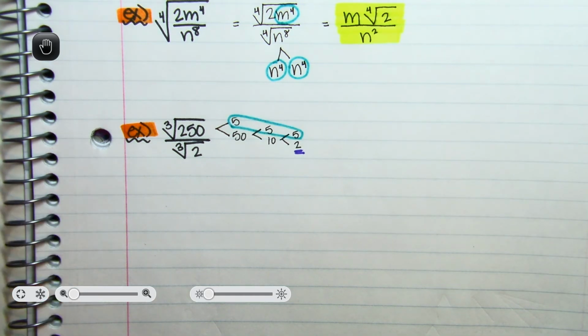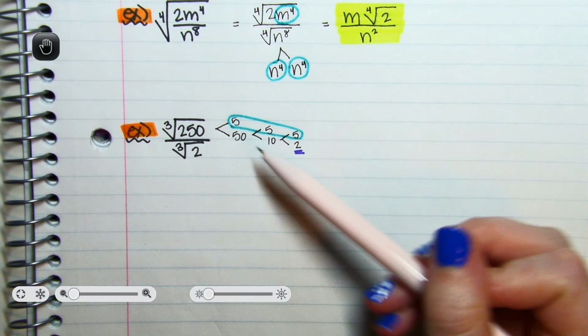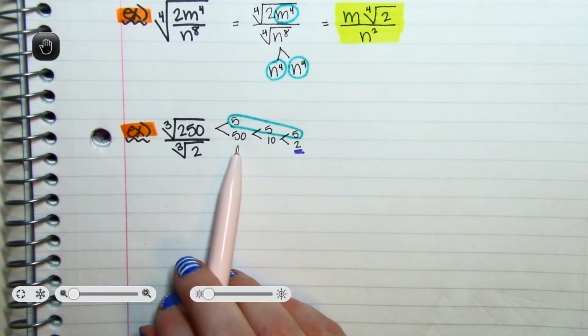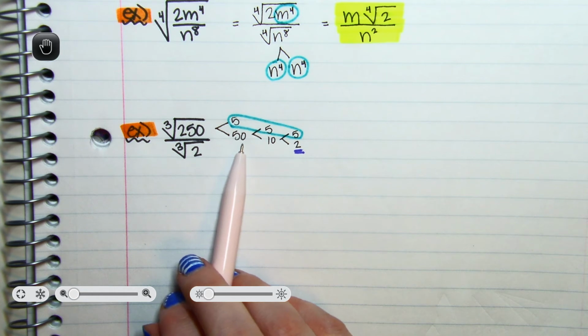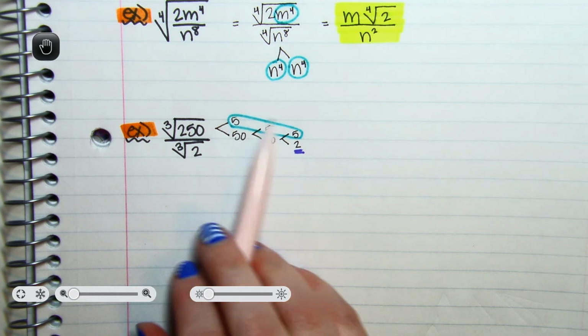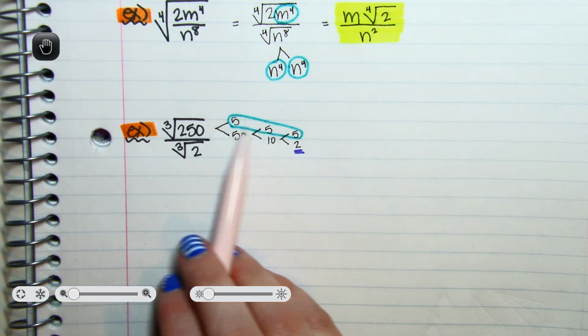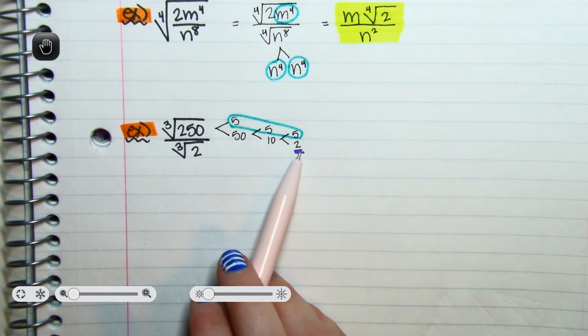So this is how I chose to break it down. I used 5 and 50. And then from 50, I did 5 and 10, but you could have also done 25 and 2. Would have been fine as well. So your tree may look a little bit different, but you should have found that you have 3 5s. You have a group of 3, and you have a 2 left over.